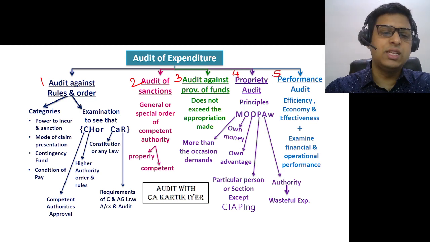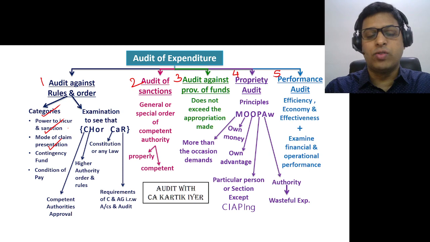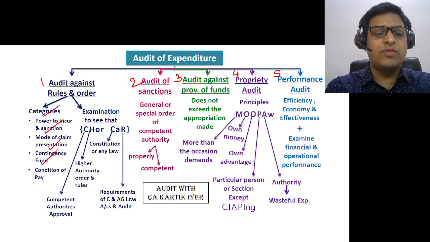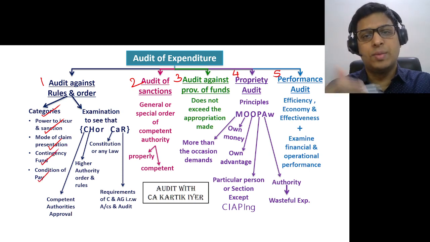Okay. Let's see this first. Audit against rules and orders. They have given the first category here. That is power to incur and sanction. Second is a mode of claim presentation in the court of law. Next is contingent funds. And finally, the condition of pay for the government employees.